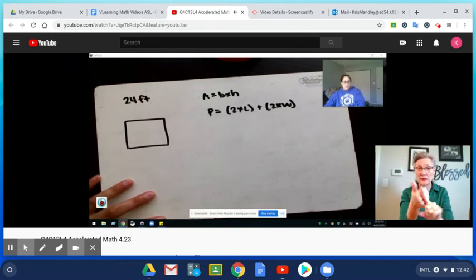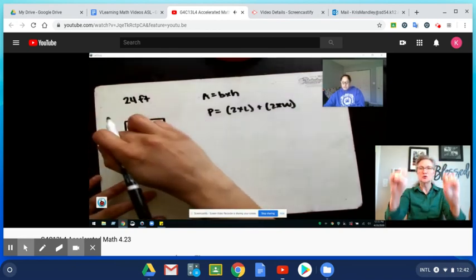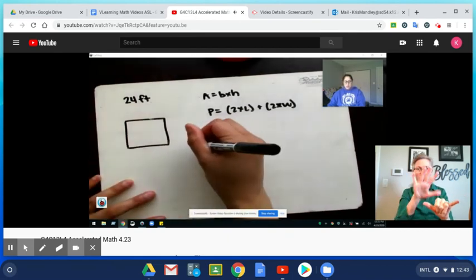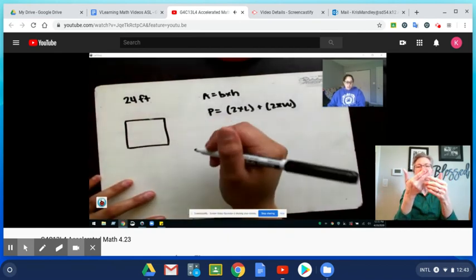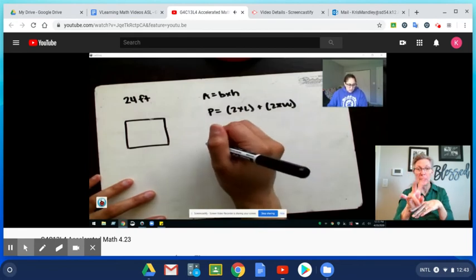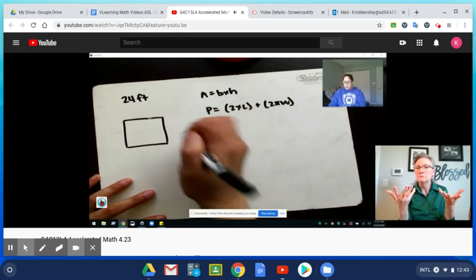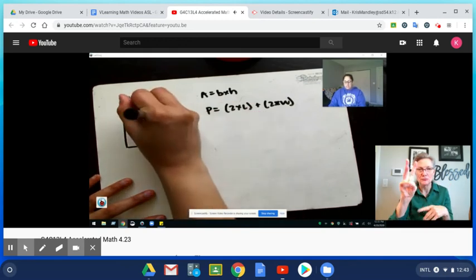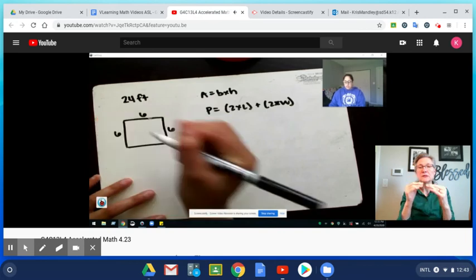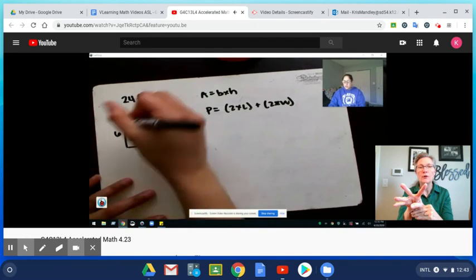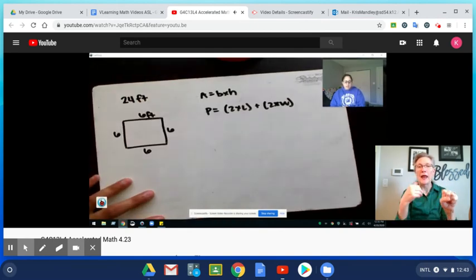So hopefully you paused me and tried this out. You should know a square means that all of these sides are congruent. They are all exactly the same length, which means that I need to take that 24 and split it into 4 equal parts. If I take 24 and split it into 4 equal parts, what do you get? Well, we know that would be 6. 6 and 6 is 12, another 6 is 18, and our last 6 is 24. So we know that this square would have lengths of 6 feet on each side.